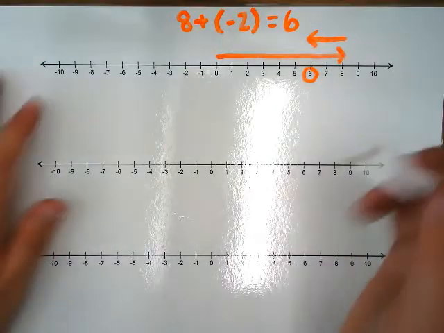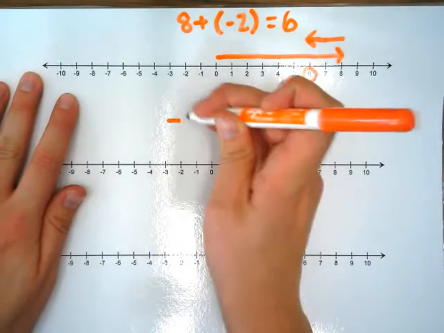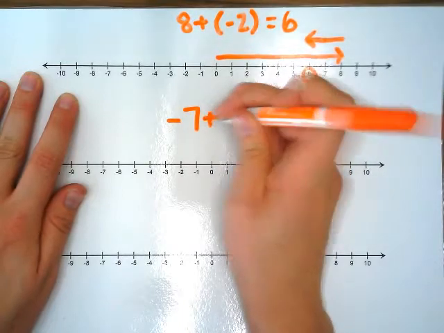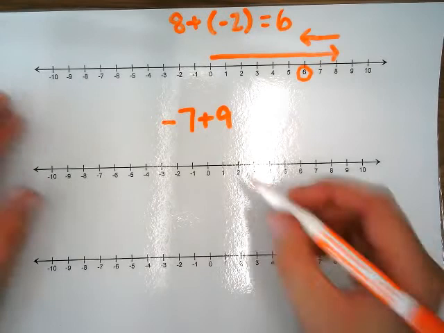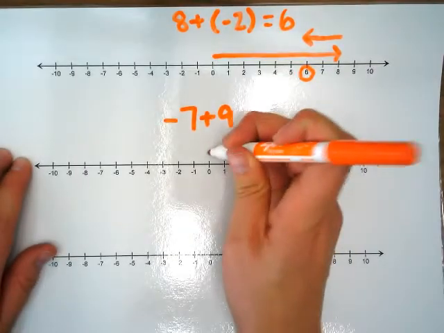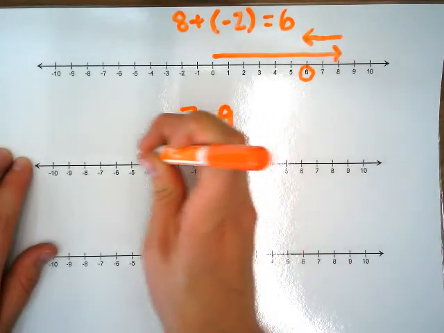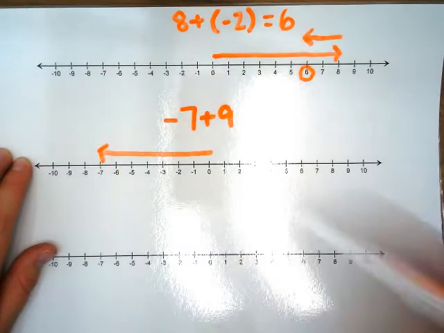All right, let's try another example. Let's try negative 7 plus 9. Just like we did in the last example, I'm going to start at 0 and head to my first number, which is negative 7.